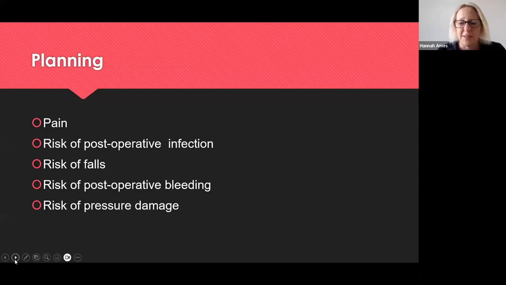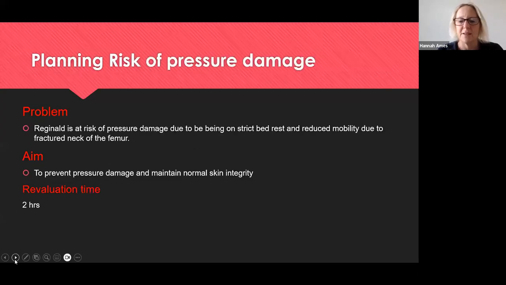So planning, there's lots of potential care plans you can do for this situation. Like I said, you could do pain, risk of post-operative pain, there's the risk of post-operative wound infection, risk of falls, obviously very relevant, potential risk of post-operative bleeding, and risk of pressure damage. And I think it's always really good to keep your care plan simple and specific. For this scenario, risk of pressure damage is a really simple but important care plan that you could write for this patient.